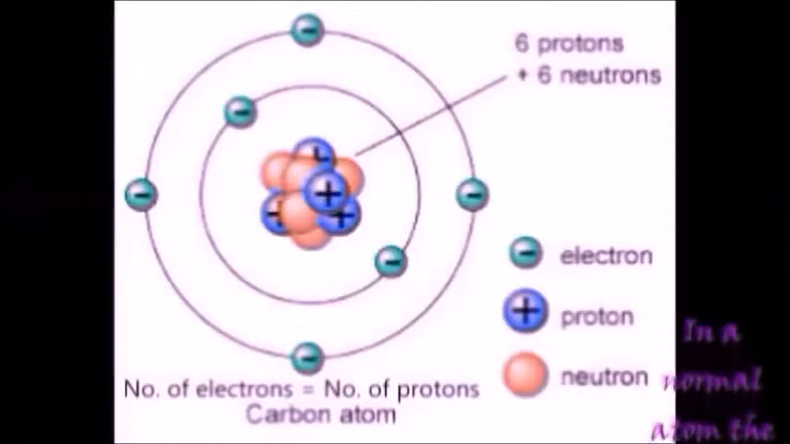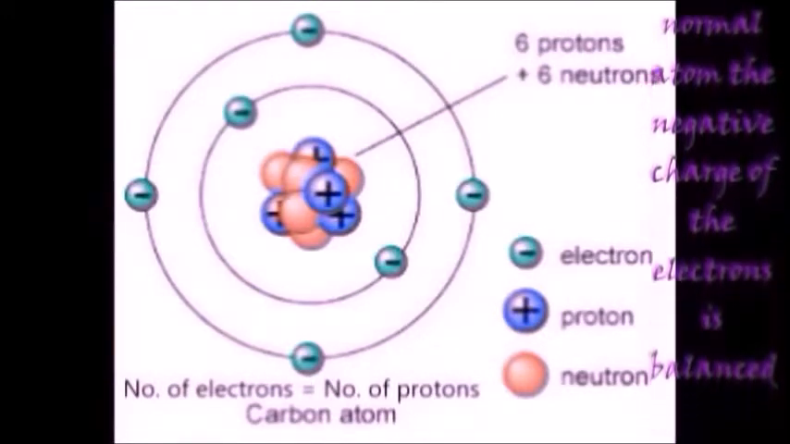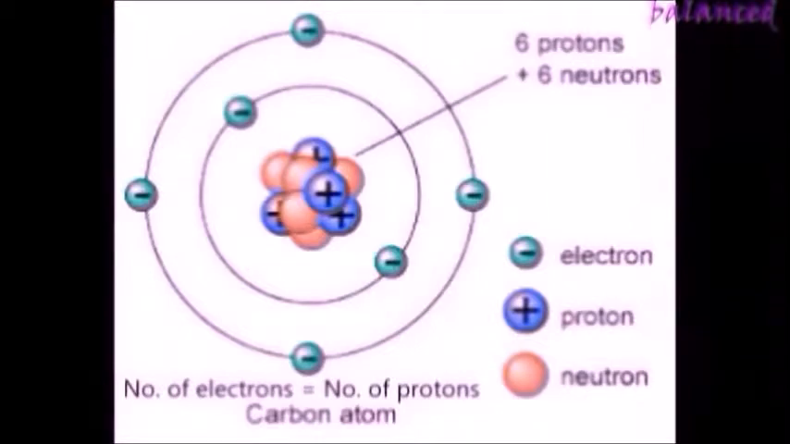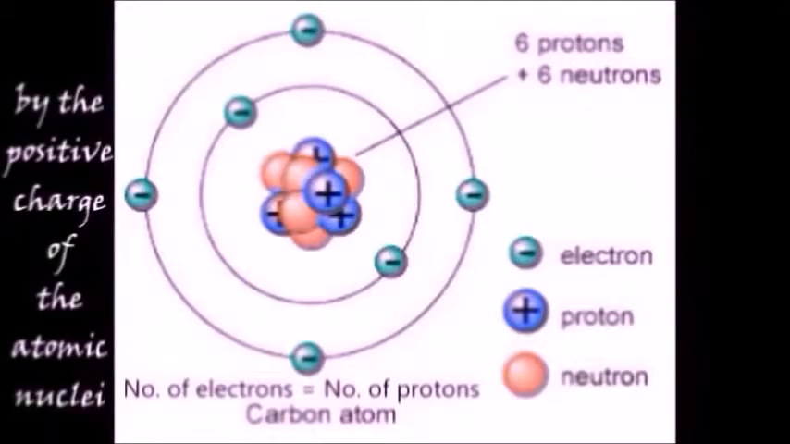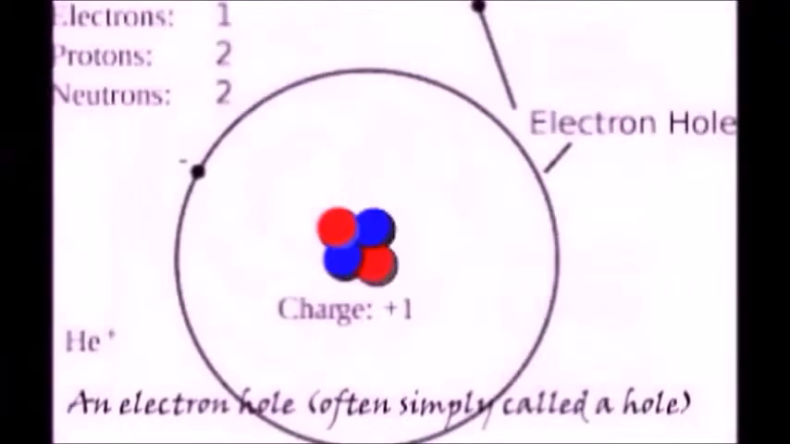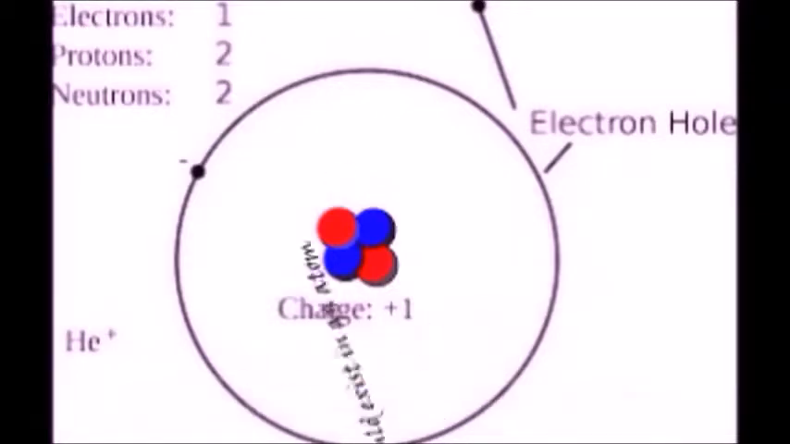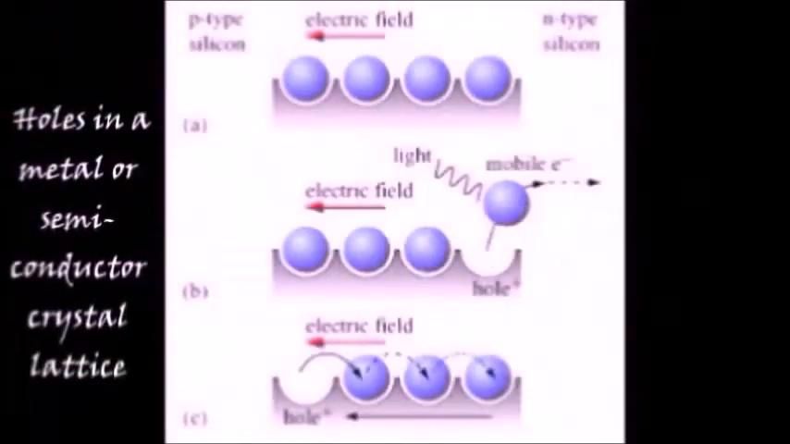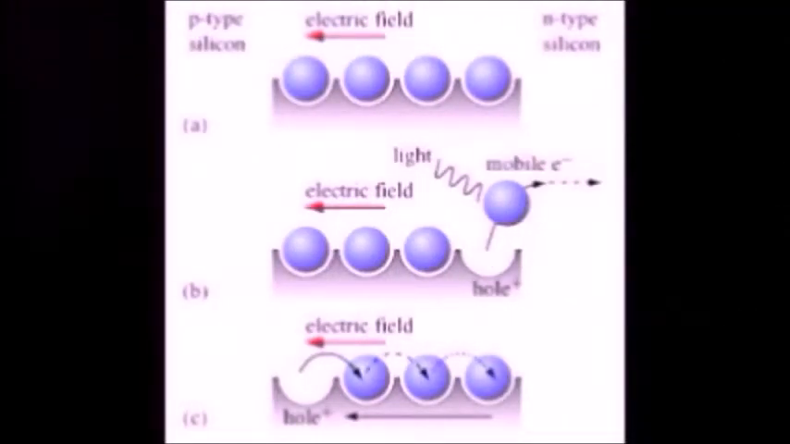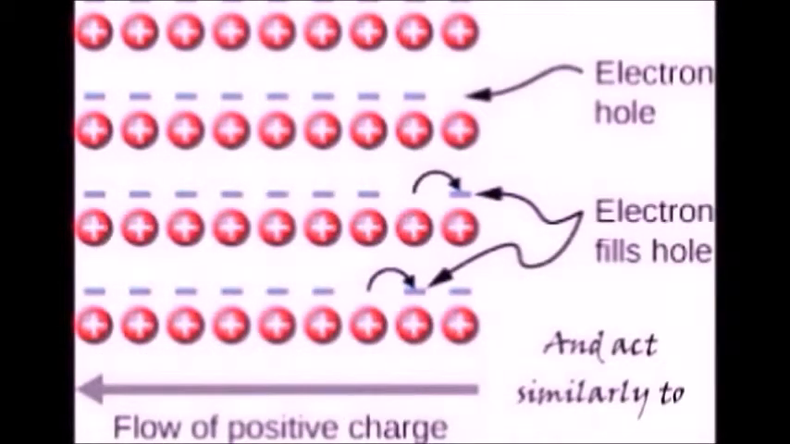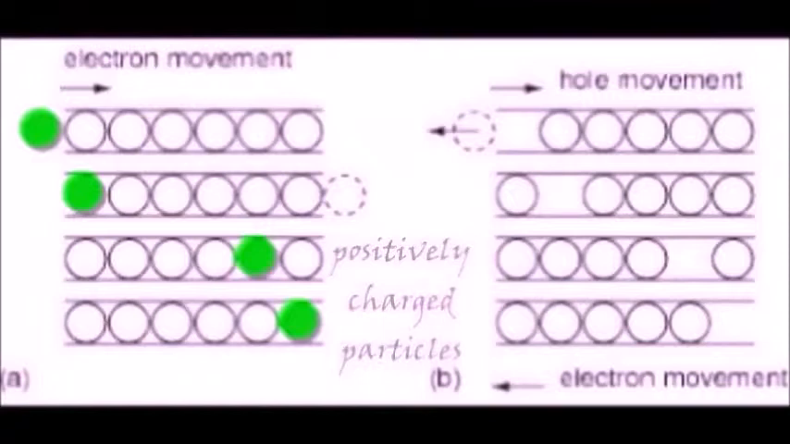What are electron holes? In a normal atom, the negative charge of the electrons is balanced by the positive charge of the atomic nuclei. An electron hole, often simply called a hole, is the lack of an electron at a position where one could exist in an atom. Holes in a metal or semiconductor crystal lattice can move through the lattice as electrons can and act similarly to positively charged particles.